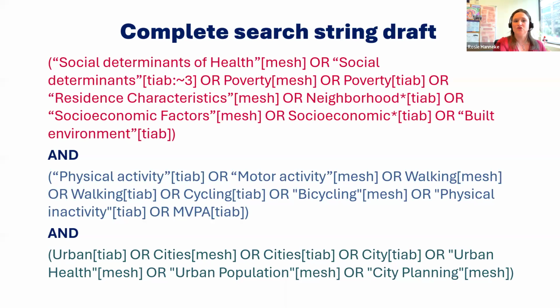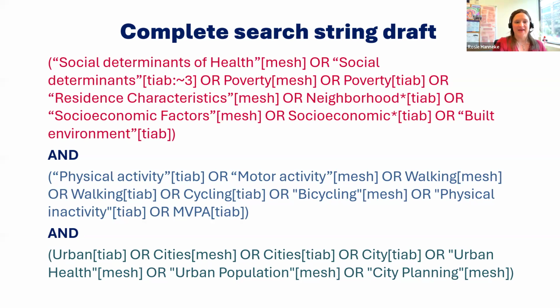The first one is the social determinants term, and the official MeSH terms that I've confirmed are MeSH, I have MeSH in brackets behind them. And then the rest I'm searching in the TIAB title abstract field. I'm searching social determinants within 3 words of one another. And you'll notice all of those red terms, my social determinants words, are separated by OR.